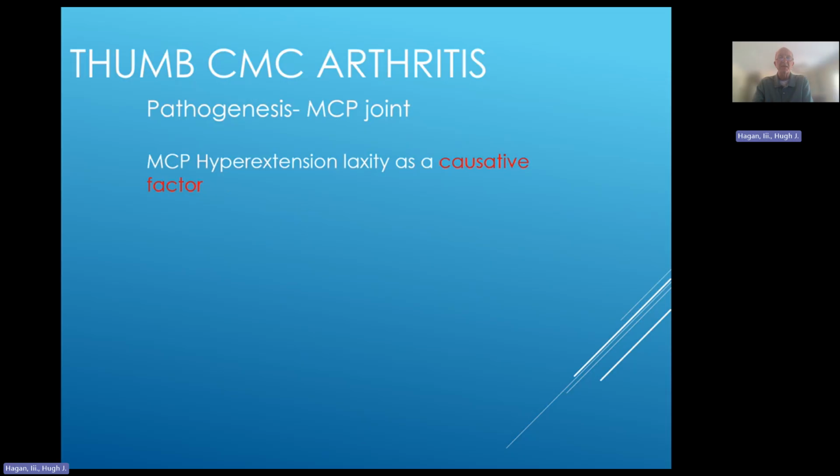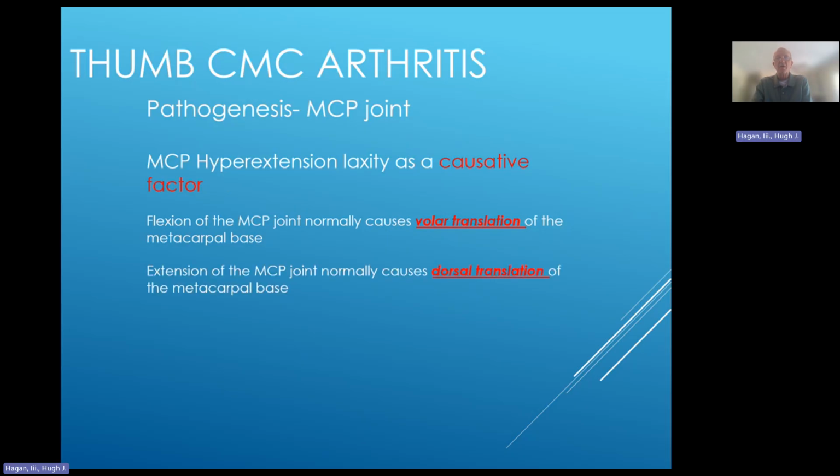MCP hyperextension laxity is also present in many of these cases, and it may be a causative factor. When you flex the MP joint of the thumb, this normally will cause a volar translation of the base of the metacarpal. And if the thumb MP joint is extended, normally this will cause a dorsal translation of the metacarpal base. So chronic hyperextension of the MP joint will cause the base of the metacarpal to shift dorsally. In other words, the thumb CMC joint will sublux dorsally, and that increases the volar beak impingement and wear.